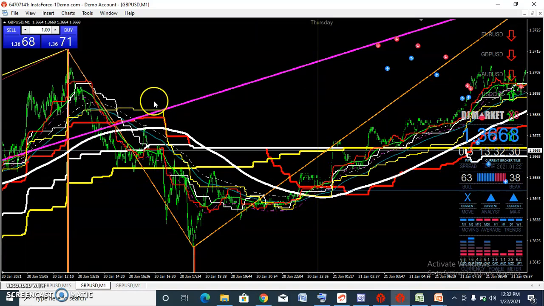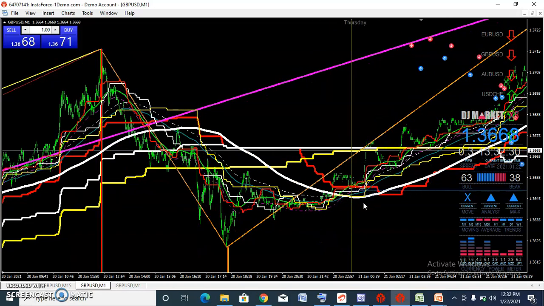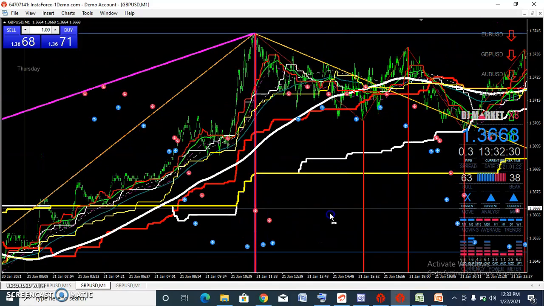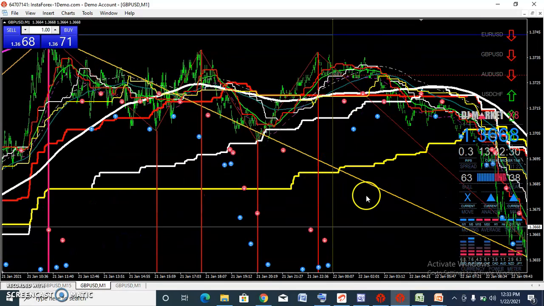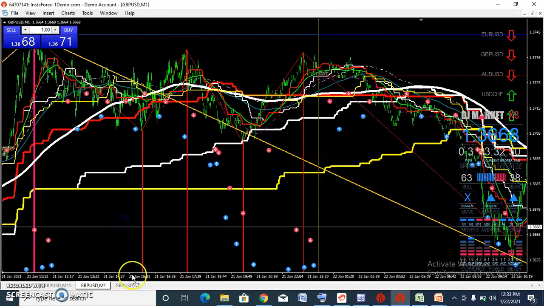The big red does not cross the yellow, so it will not go far. It came and it reversed. Now even here the white does not cross the red, meaning it's not a big trend. So here it has reversed. This is another trading point. At this point, take your trade and go with it. That is just it.